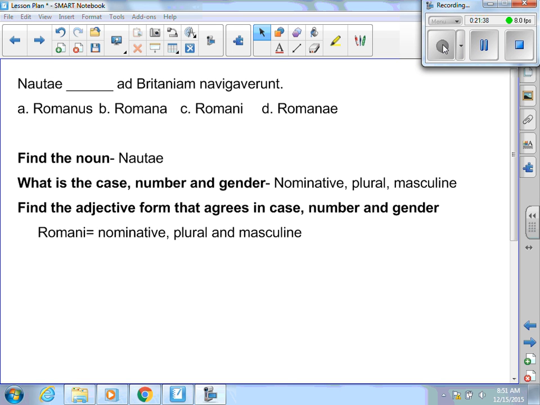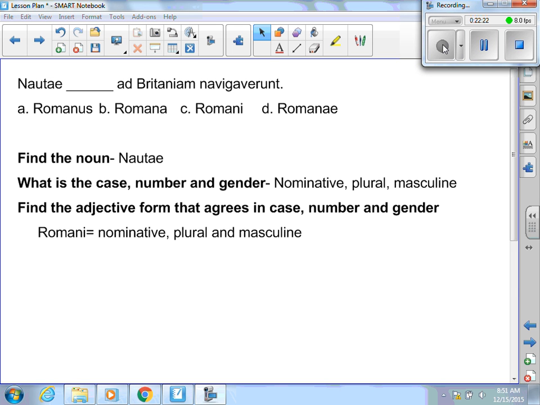Now I want to find the adjective form that agrees in case, number and gender. So I want to find the adjective that has a nominative, plural, masculine ending. Romanus is singular, so it's gone. It's nominative, masculine, and singular. Romana is nominative, singular, and feminine. Romani is nominative, plural, and masculine. There we go. Romani is my answer because it is nominative, plural, and masculine, just like nautae. So I want to find the noun, determine the case, number and gender of the noun, and then find the adjective that has the same case, number and gender.